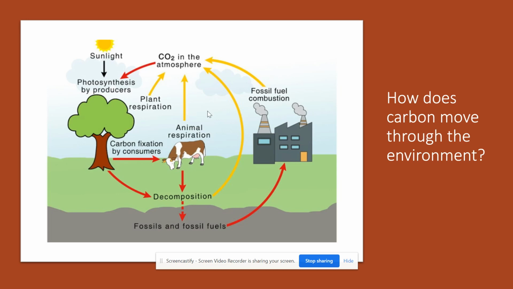And so what is another way that carbon is cycled through the environment? Well, just by the process of cell respiration. So we know that plants do cell respiration. We know that animals do cell respiration. And so at the end of cell respiration, they've created carbon dioxide, which they will release back into the environment.